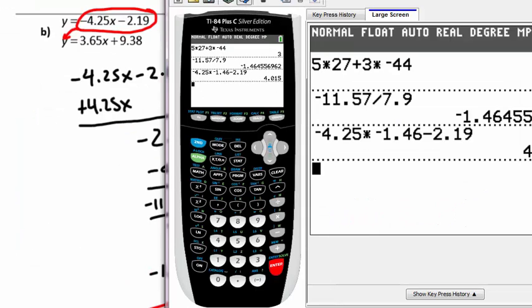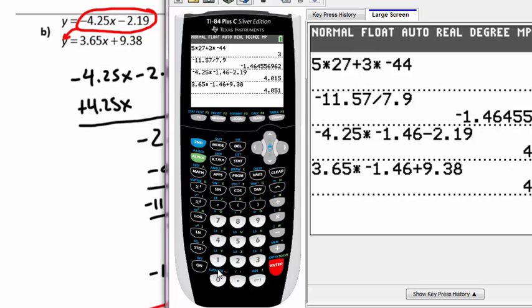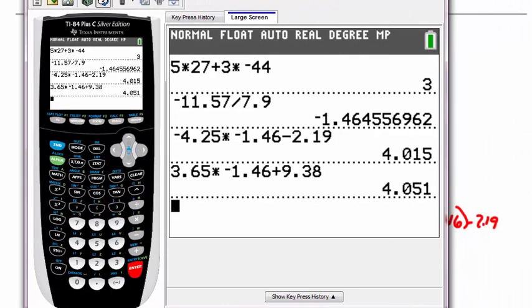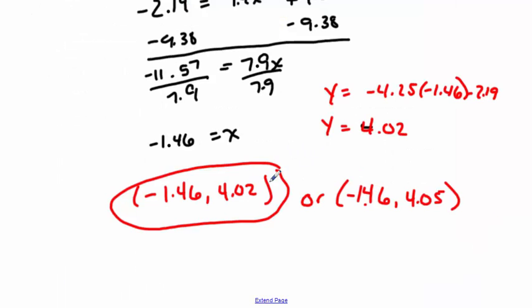So if I take 3.65 times negative 1.46 and add 9.38, you see that you get something very similar but slightly different. This is 4.05 instead of 4.02. And again, that's because we had to round the value for x right here. So either of these answers would be acceptable depending on which equation you use when you solved for y.